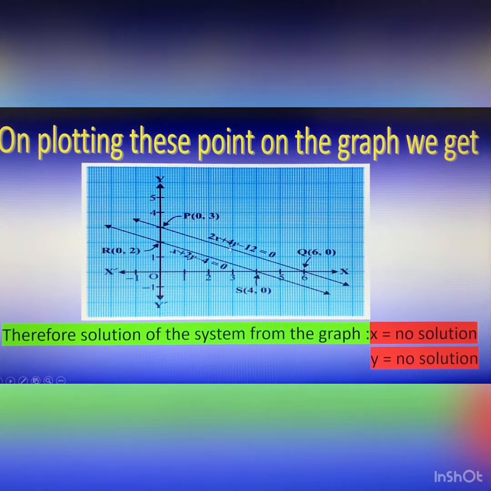This is the first line, that is x plus 2y minus 4 equal to 0, and this is the second line, 2x plus 4y minus 12 equal to 0. So both lines are parallel. In this case, the system has no solution, and in another way, we can say that the system is inconsistent.